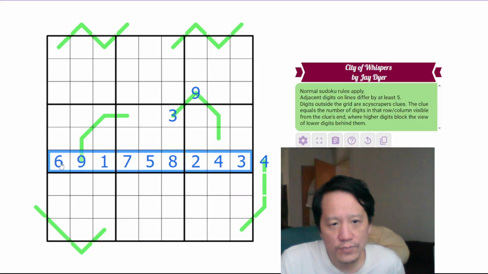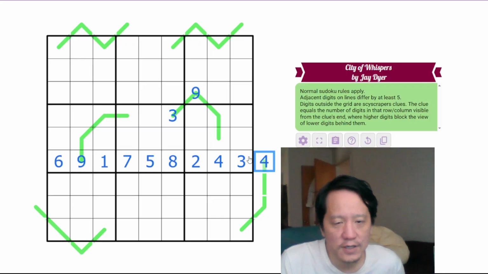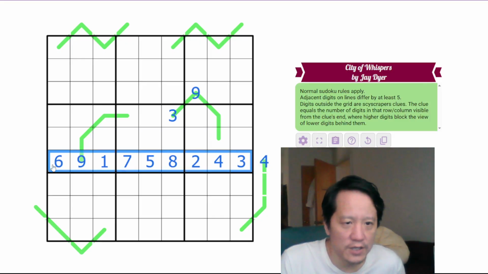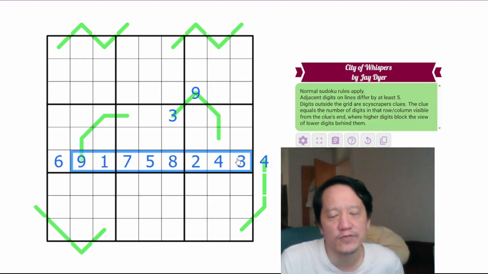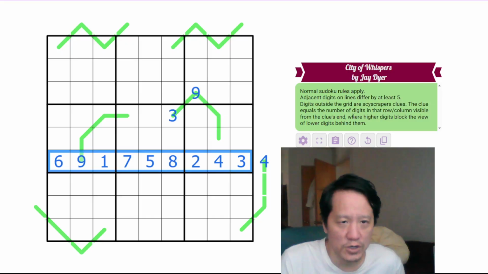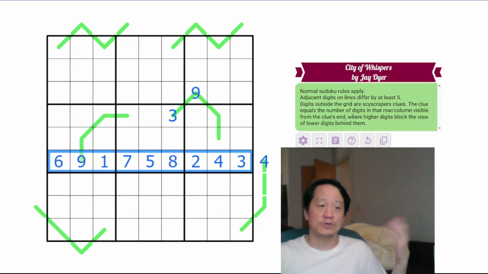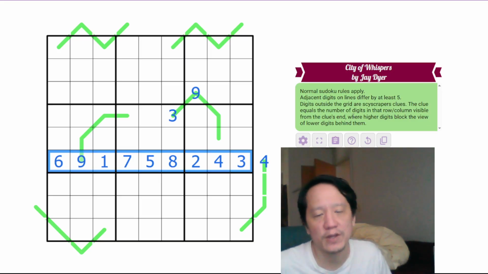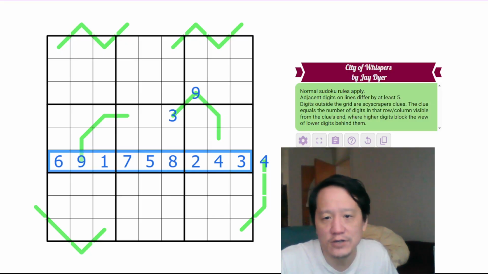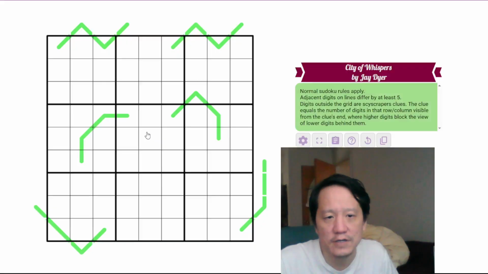Because this clue, seeing the numbers this way, would only see 3, 4, 8, and 9. 2 would be blocked by 4, 3 in front of it. 5, 7, 1 would be blocked by the 8 in front of it. 6 would be blocked by the 9 in front of it. So that's an example of how skyscraper clues work. And those are all the rules. If you'd like to play along, there's going to be a link in the description. And now I'm going to get started. Let's go.